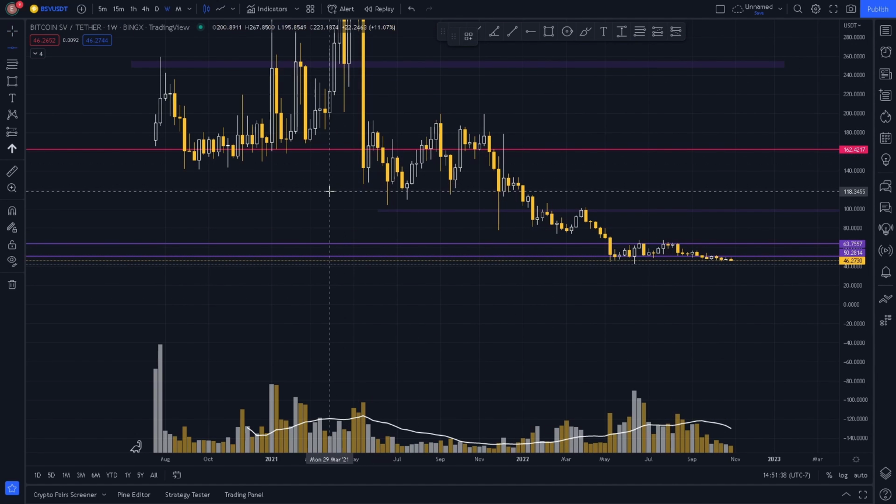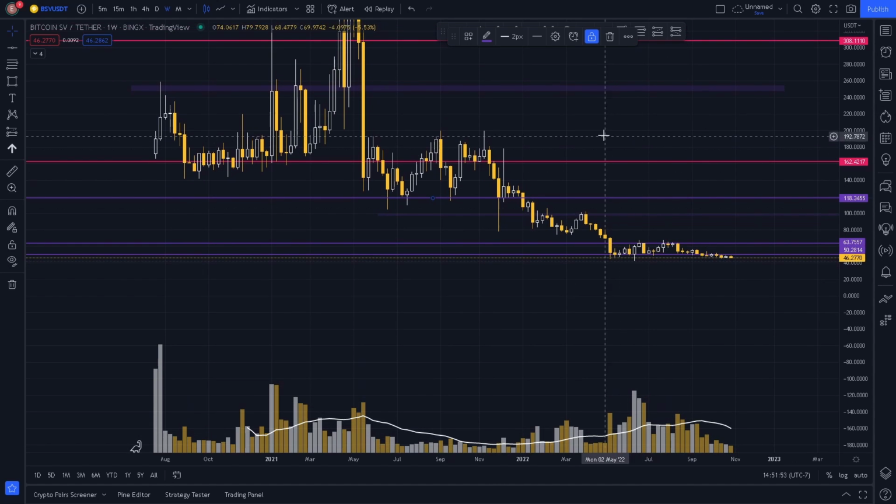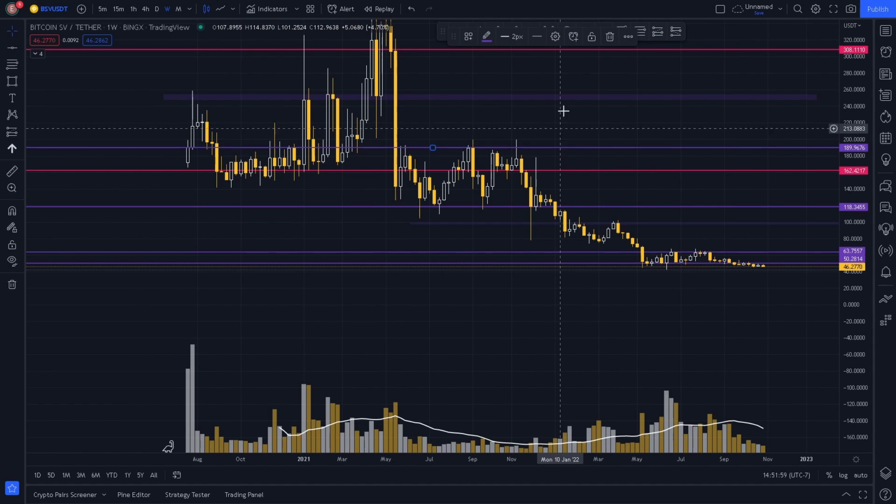We notice a key level right here. This key level was formed from all of these reactions as support with drastic moves away from the level. We can also notice a key level right here.